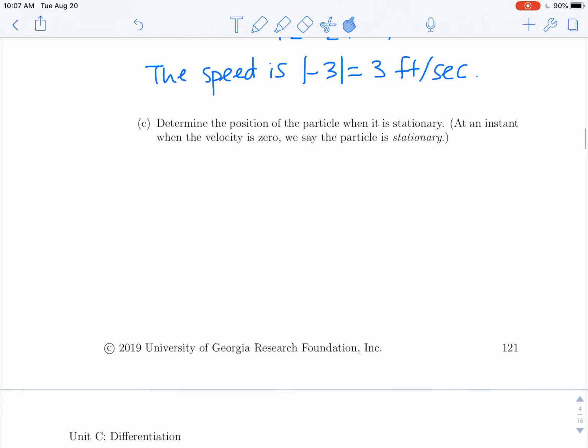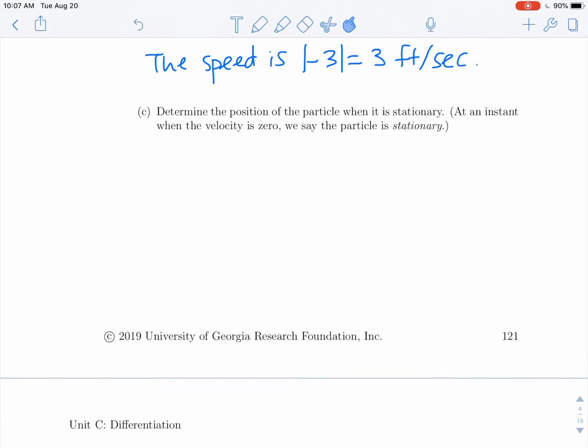Part C says determine the position of the particle when it is stationary. At an instant when the velocity is 0, we say the particle is stationary. Essentially, that is the definition of stationary. It's whenever the velocity is 0. And so the velocity that we have is 3t squared minus 12t plus 9.